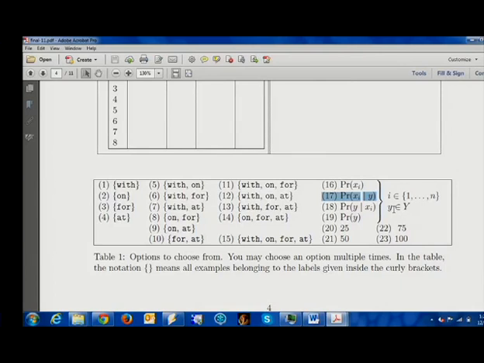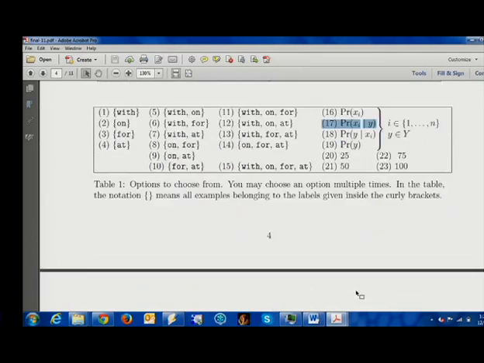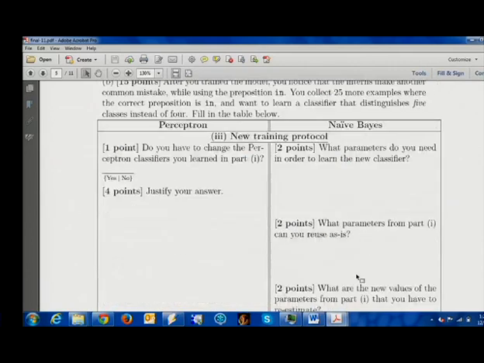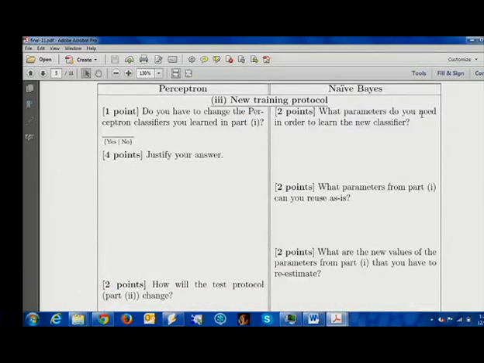Right? We don't need to change this probability distribution because they are completely independent of the other labels. So we actually answered what parameters you need in order to learn the new classifier. What parameters from part 1 can you reuse? As we said, most of the parameters, the P of xi given the 4 y's that we had before, stay the same. You don't need to re-estimate them.